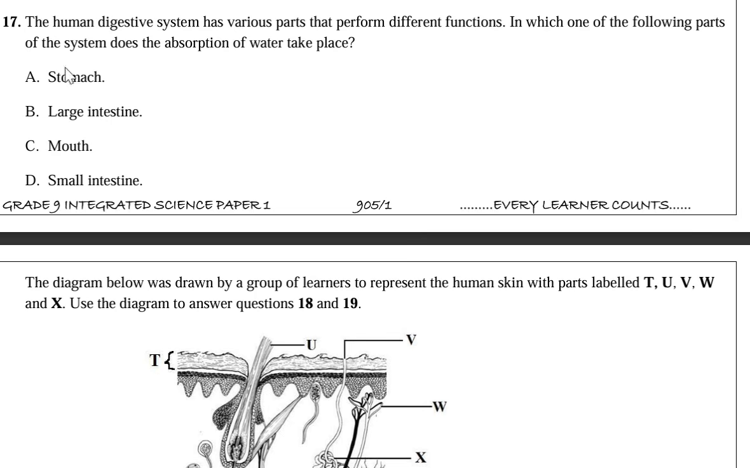So to start with, it is not stomach, because the main function of the stomach is to digest proteins. Also, part C, mouth. Mouth, it is not where water is absorbed. The function of the mouth is mechanical digestion, that is breaking down of food, and also mixing food with saliva. What about small intestine? That is not the correct answer, because the small intestine is the main site for digestion and absorption of nutrients. Therefore, the correct option is B. Absorption of water takes place in the large intestine.